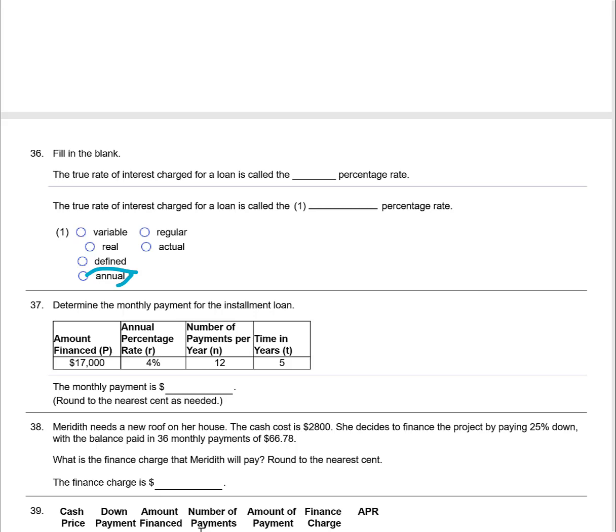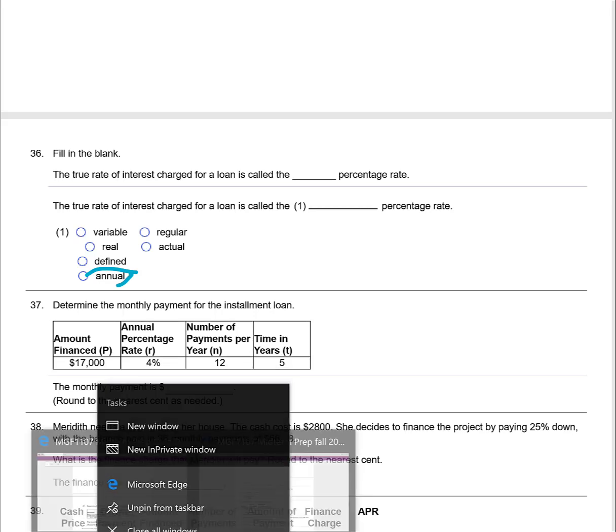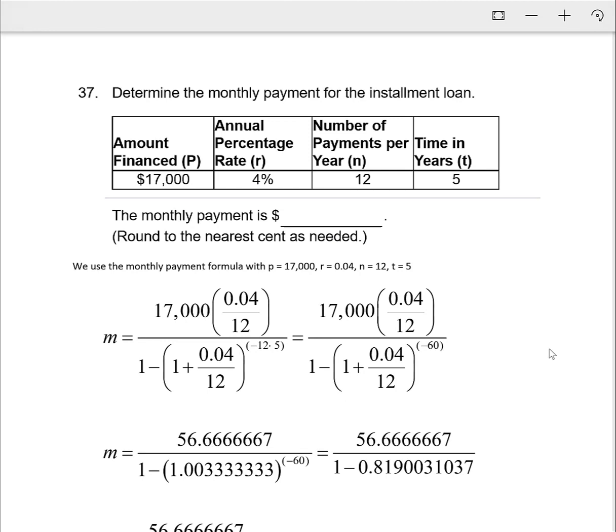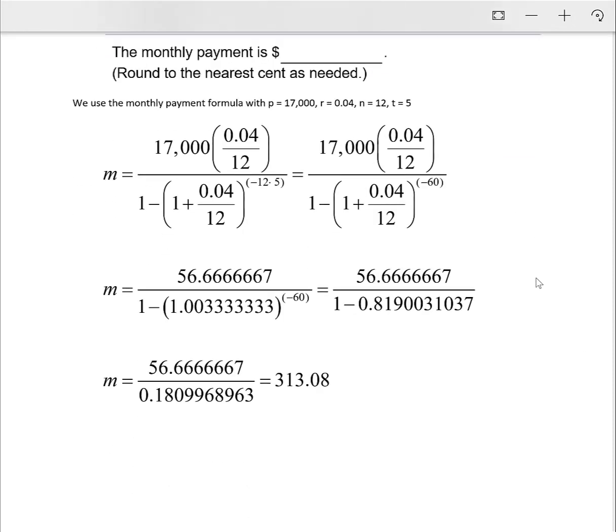All right, and then let's go over to the detailed solutions for the next one because we've got another formula to use here. So we're going to find out what the monthly payment is here if we borrow $17,000 at 4%, compounded, making 12 payments a year for 5 years. So here's my formula. Now, important to notice on this one, there's a negative in the exponent here. You want to make sure that you catch that negative exponent.